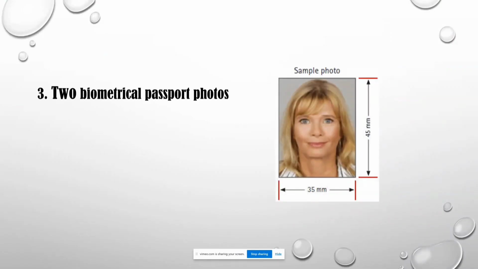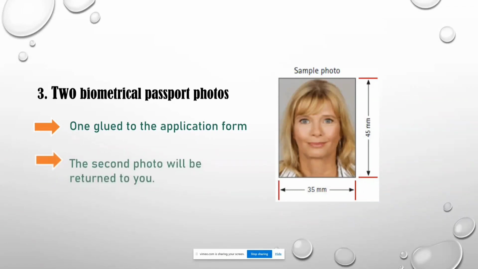Number 3 requirement is your 2 biometrical passport photos. 1 photo must be glued to the application form, and for the second photo, the embassy will take it for your visa. Later it will be returned to you.